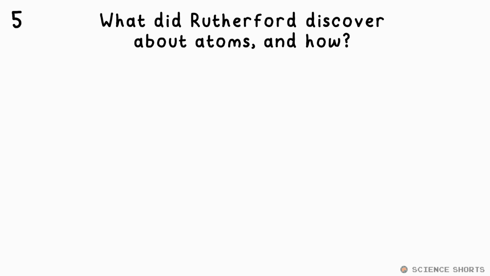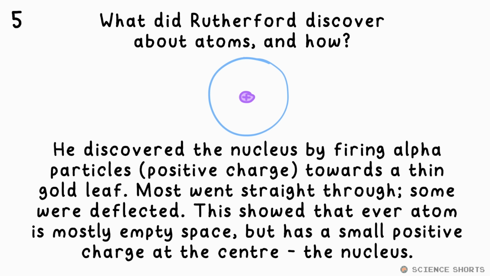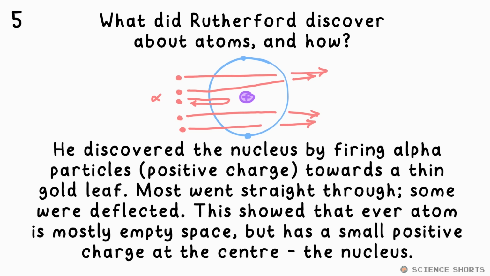What did Rutherford discover about the atom and how? Rutherford fired alpha particles, which are positively charged, at a thin gold leaf. Most of these went through, while some were deflected back. This showed that every atom is mostly empty space, while having a small and positive charge in the middle, which we call the nucleus now.